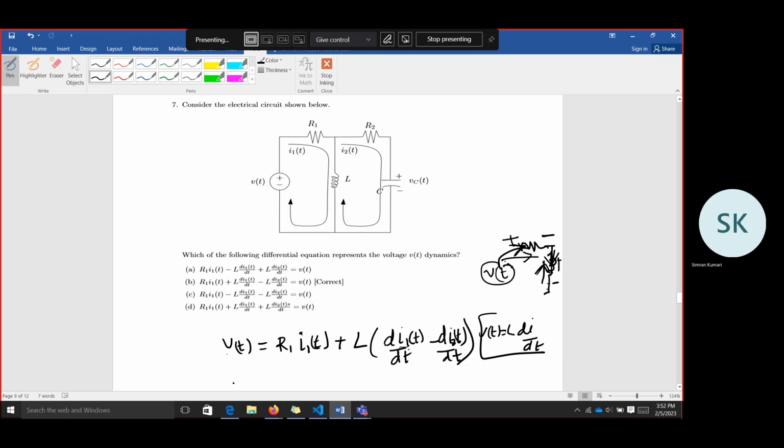Okay. So now from there we can find what the equation will be. We just remove the parenthesis and you'll get this answer. This one. Any other doubt in this question?